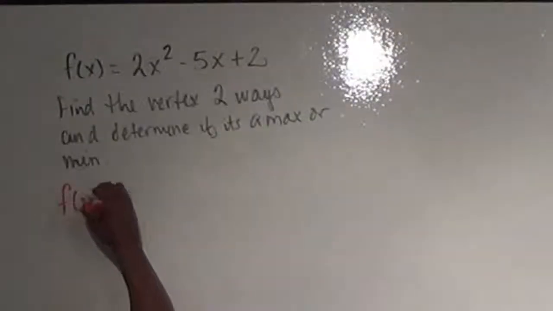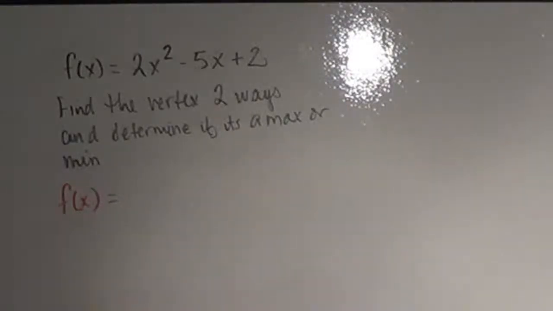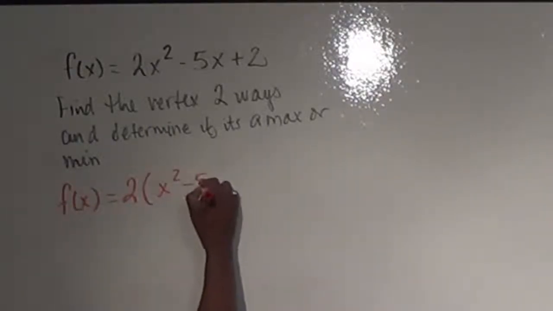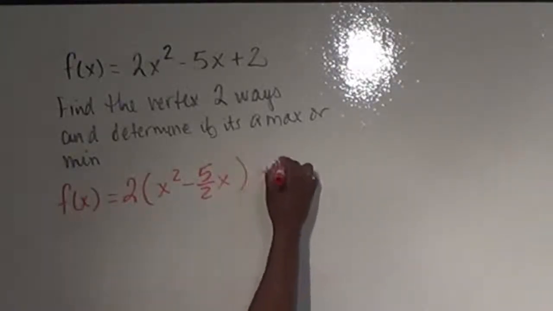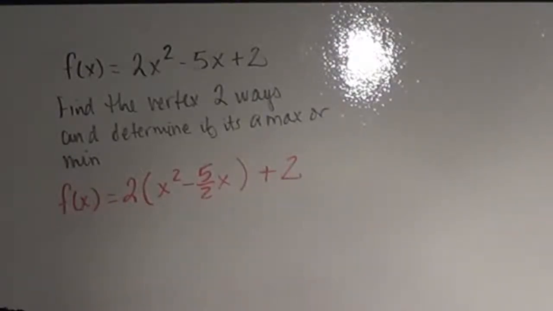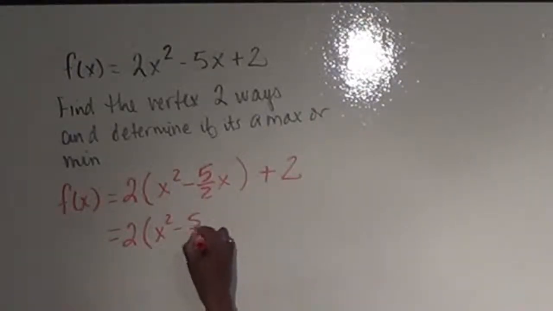Okay. So given my function, to complete the square, the first thing I need to do is factor the coefficient out of my x terms. So I'm going to pull a 2 out of both of my x terms. And then we want to rewrite these x terms so they are a perfect trinomial. And a perfect trinomial just means one that I can factor into a binomial squared. So to do that, I'm going to take half of this middle term, so half of 5 halves is 5 fourths, and I'm going to square that.